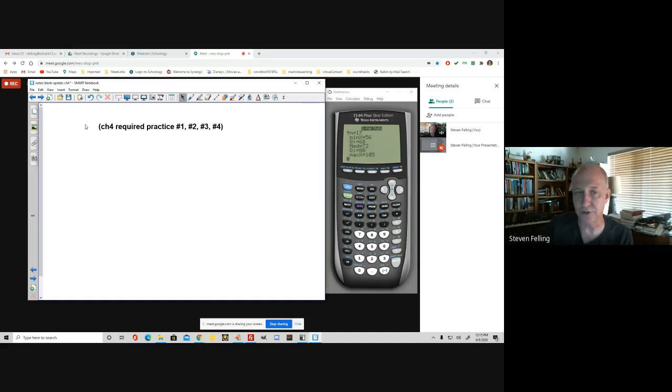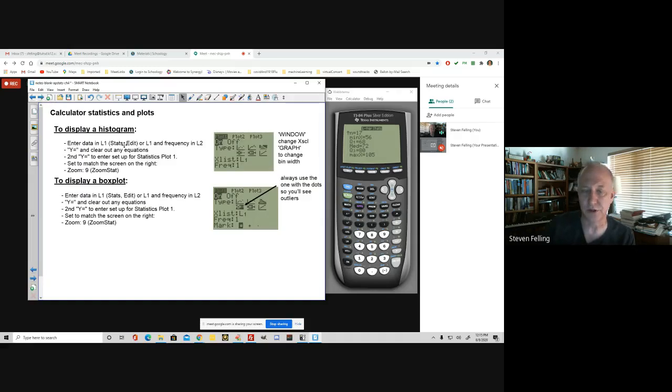Okay, so now that you've completed the Chapter 4 required practice packet, the rest of the notes here give the step-by-step for how to get the histogram and the statistics for a TI-84. There's one other piece of data that we might want to look at and let the calculator do, and that is the box and whisker plot or box plot. So I want to show you how to do that as well. This is another way to check for outliers. So let's take a look at this.